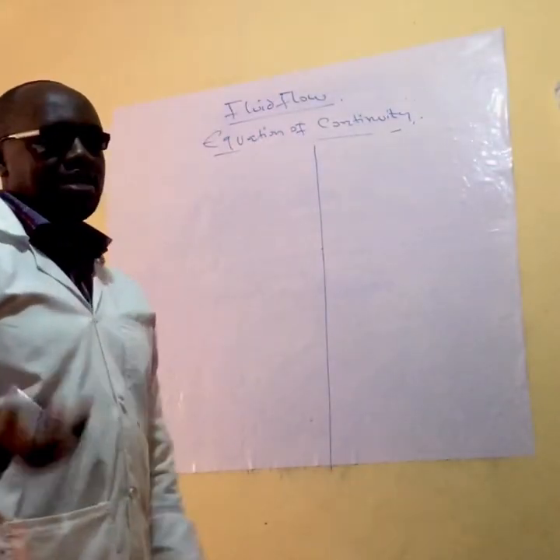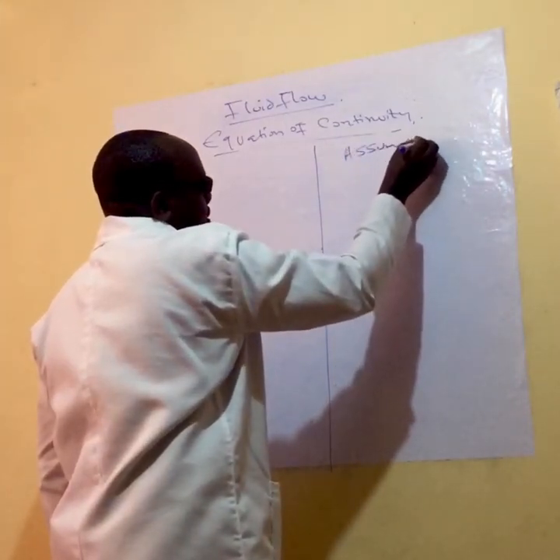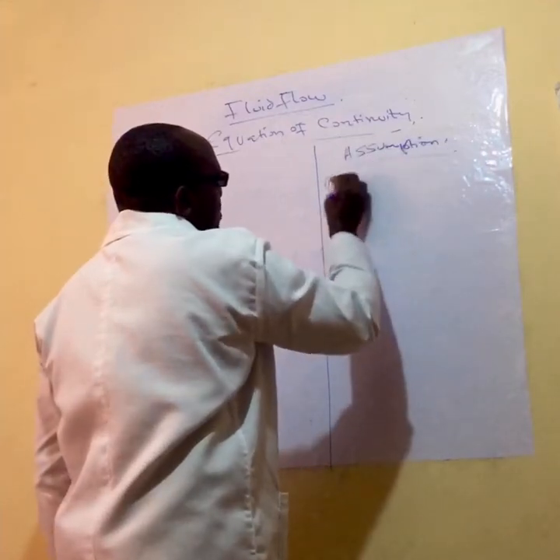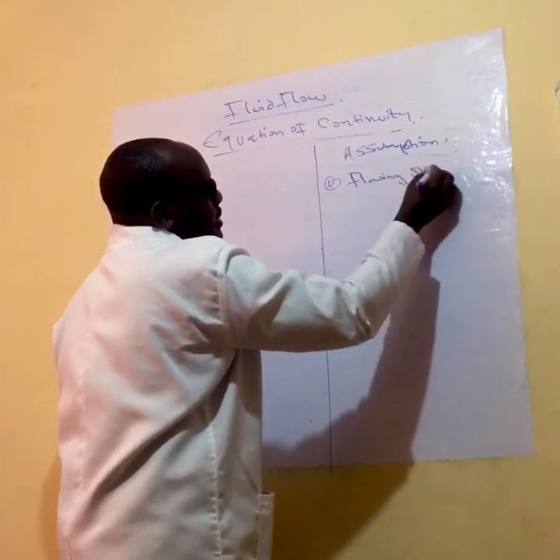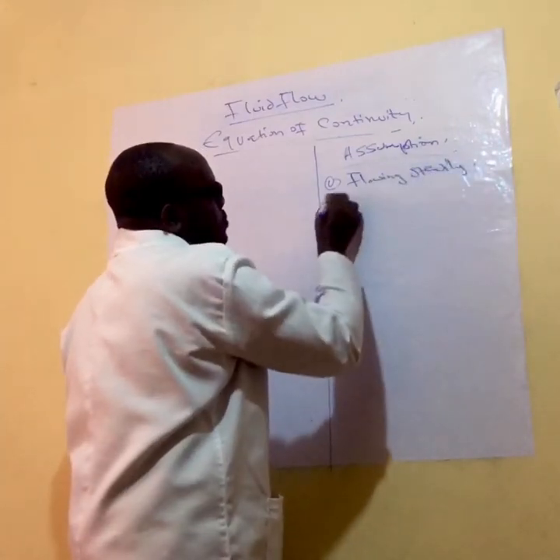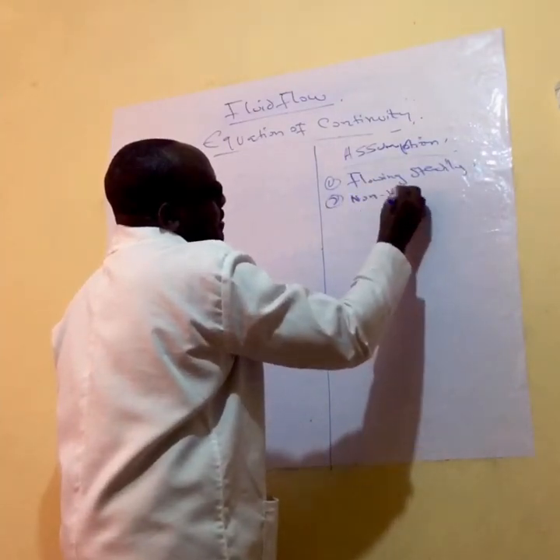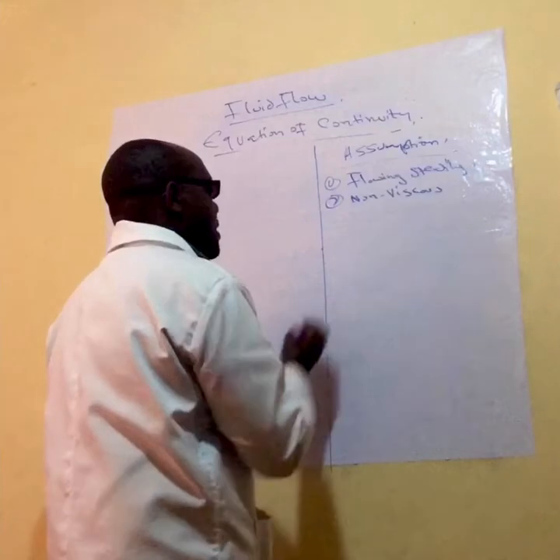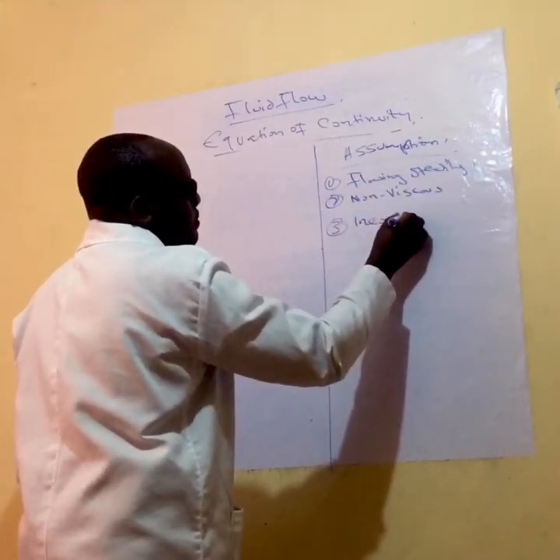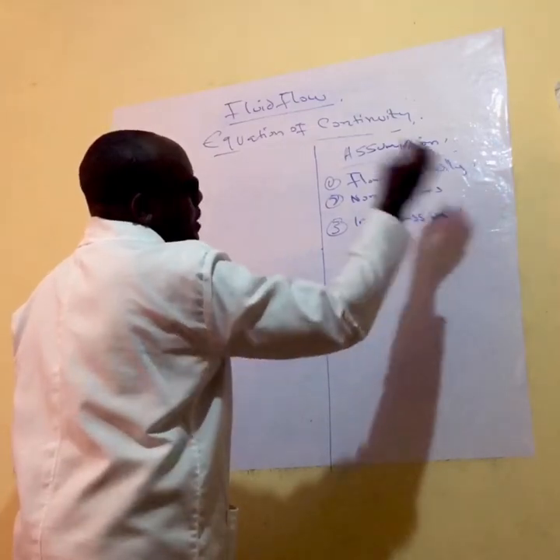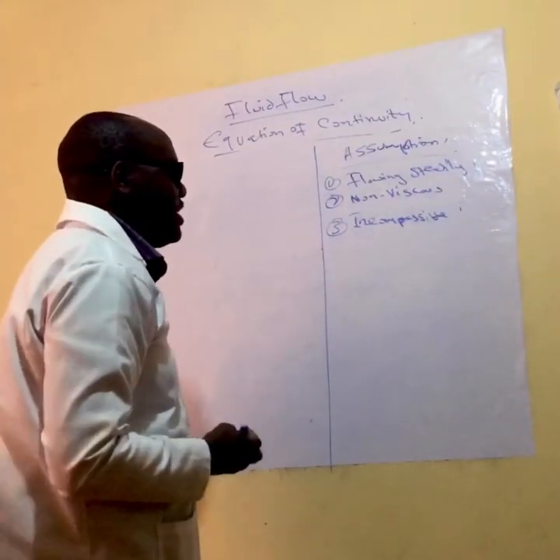When we had mentioned some assumptions that need to be made in this subtopic. So assumption number 1 was the fluid is flowing steadily. 2 is that the fluid is non-viscous. Number 3 was incompressible. The fluid is non-compressible. There were 2 terms that we came up with.